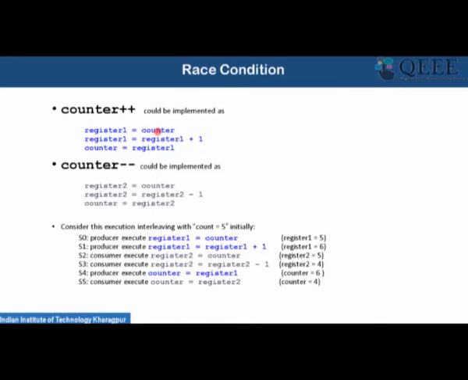So the value of the counter is fetched from the memory and put in the register, then the register value is incremented, then again the content of the register is put in the counter. In case of decrementing, the same thing happens with a different operation.